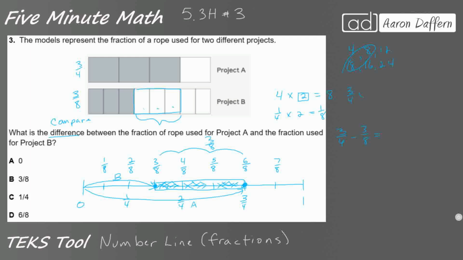So 3/4 times something is going to equal eighths. We ended up multiplying by 2, so top and bottom both become 2, and that becomes 6/8. So it's 6/8, which we had right there, minus 3/8 equals that difference of 3/8. So our answer is B.